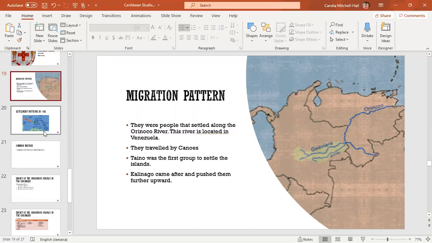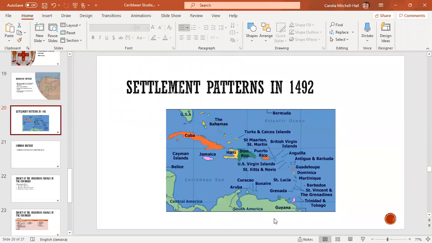So let us go back here. Let us go on this map. They would have moved from all of this area, not the Guyanas. All of here is actually Venezuela, the Orinoco area. They moved across to Trinidad, Tobago, Grenada, and up the islands. That's how the Tainos would have settled. They were the first group to settle in the Caribbean, and they settled all across the Caribbean.